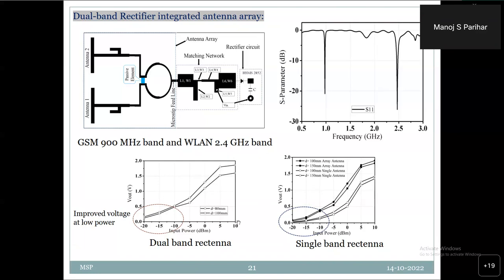So you can see here, in case of the same antenna at the same frequency, the V out at low power level is less. Here we are combining two frequencies through an array of antennas, so you can have better performance, or better V out, at low power level. You can see the difference is clear. At low power level, this circuit may provide better DC voltage or better efficiency.